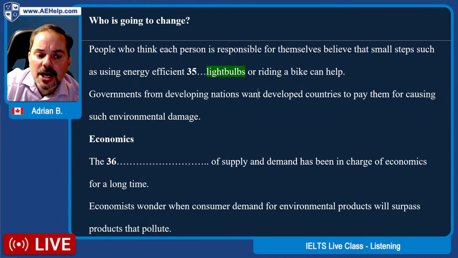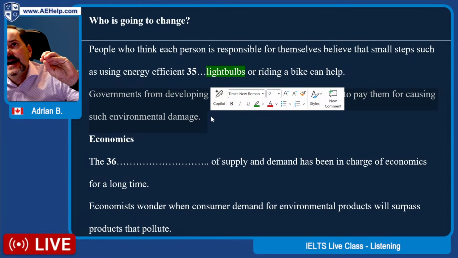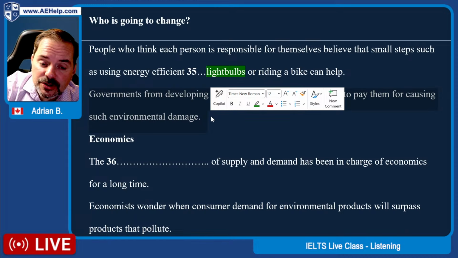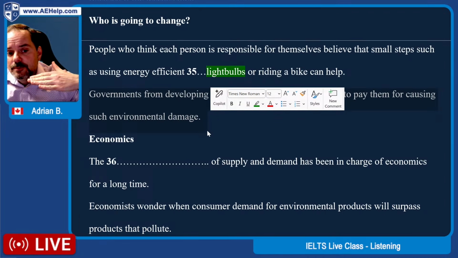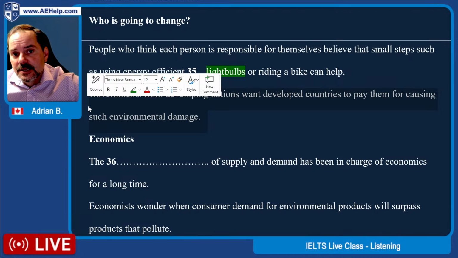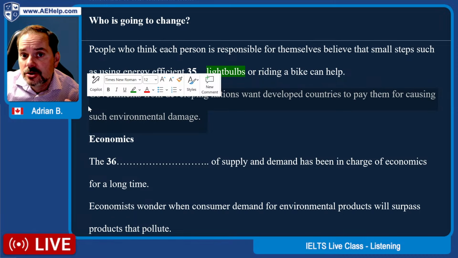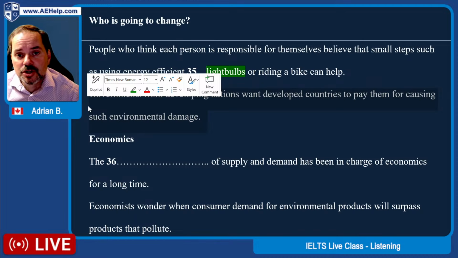Governments from developing nations want developed countries to pay them for causing such environmental damage. Now, notice, students, how I'm reading these parts. When you have that extra half minute at the end of part 4 to review your answers, and then 10 minutes to transfer your answers to your answer sheets, I strongly recommend that you read all of the parts, even where you don't see questions, because that will give you the context and it will allow you to link the information. And when candidates in the IELTS do that, they often can catch an answer or two and adjust it to make sure it's correct.